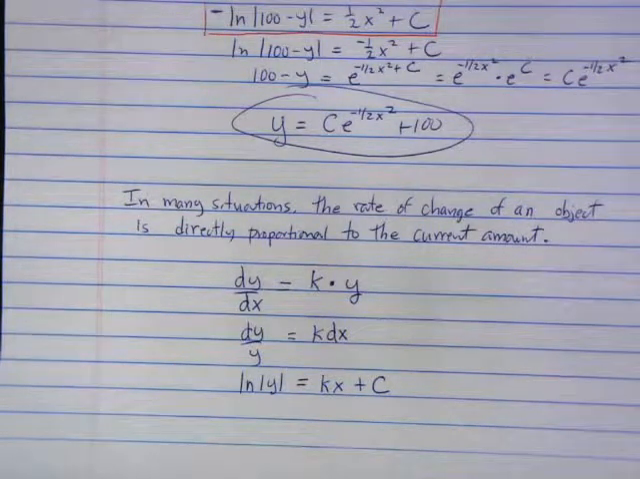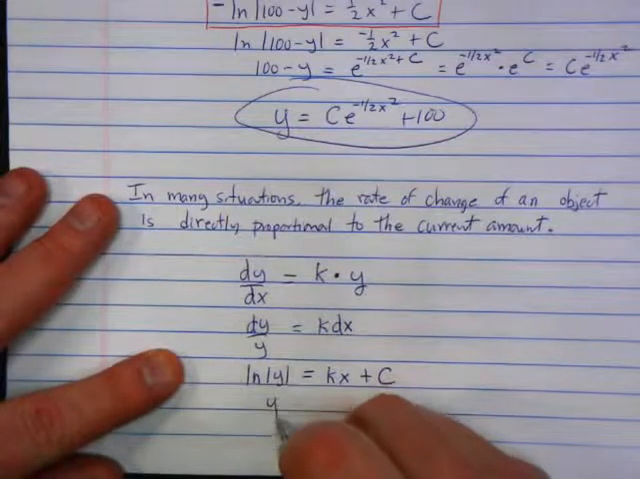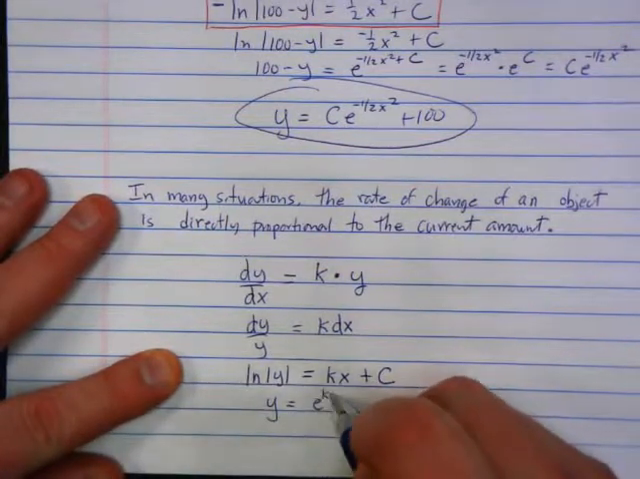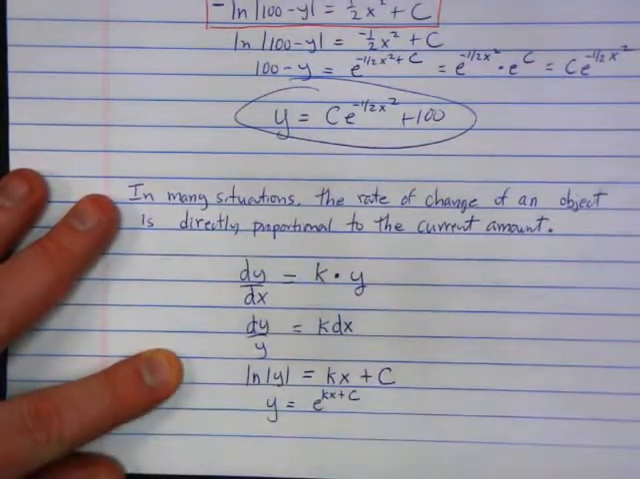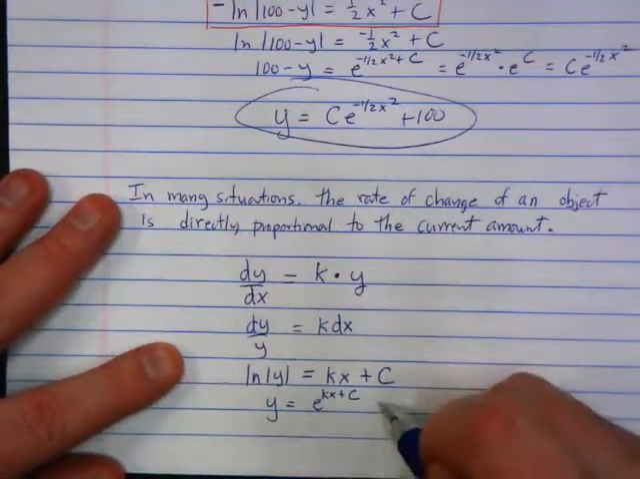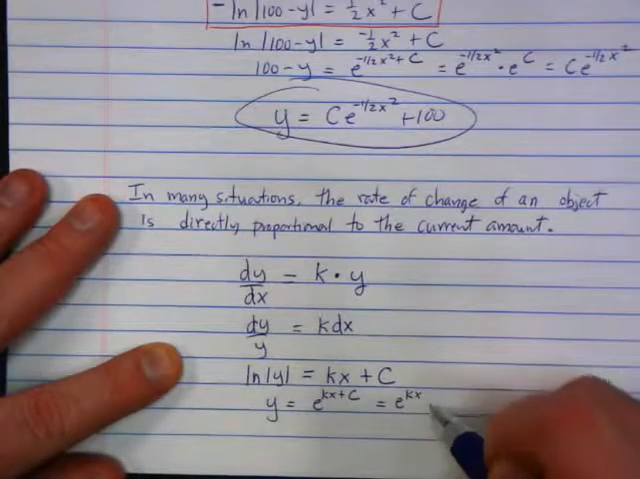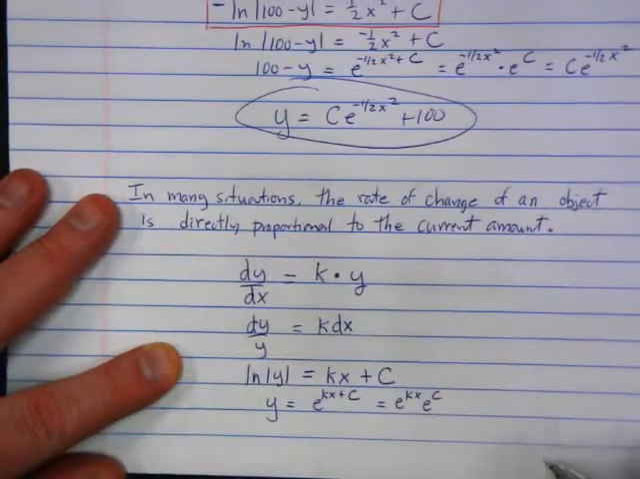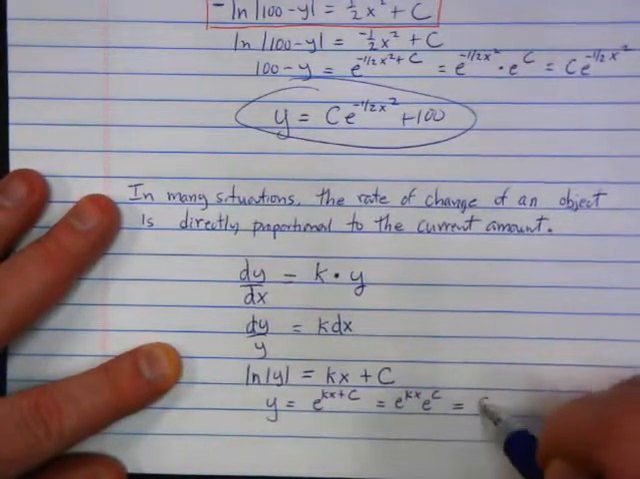Get rid of the ln. y equals e to the kx plus c. And here we go again with the same trick we've done over and over again, right? This is e to the kx times e to the c. But e to the c is just a constant c.